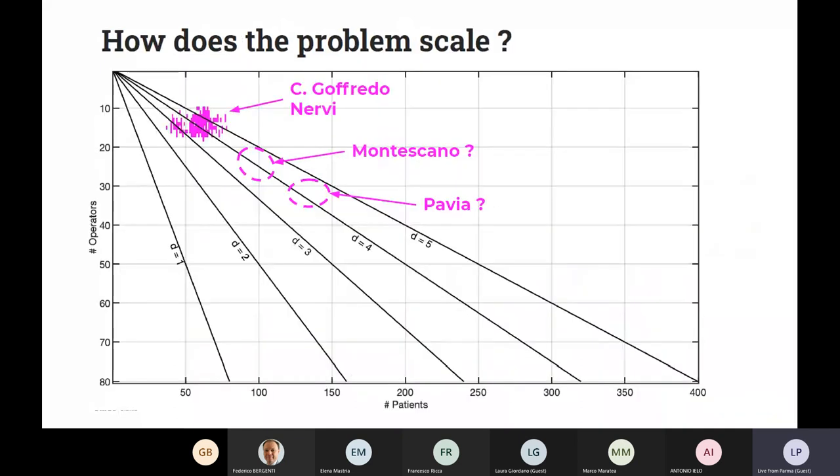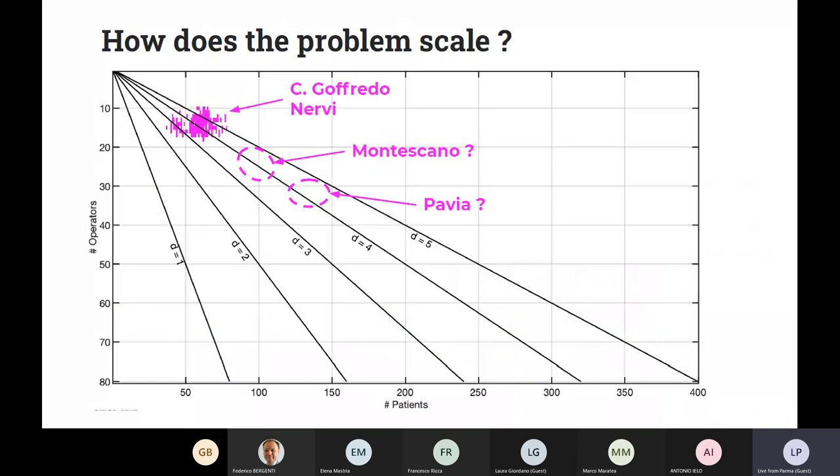Now, the major question is, how does the problem scale? We looked at Castel Goffredo and Nervi. This is a Cartesian plane in which you have the number of operators on the y-axis, the number of patients on the x-axis, and this line represents points in which the density of operators to patients is an integer number. This is the position of Castel Goffredo. How does the problem scale when we move towards larger and larger hospitals like Montescano and Pavia? Montescano actually just started right now.